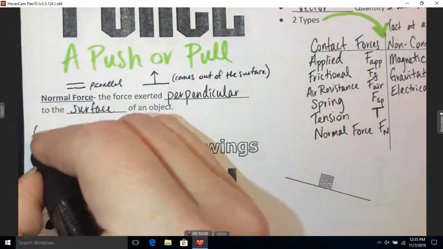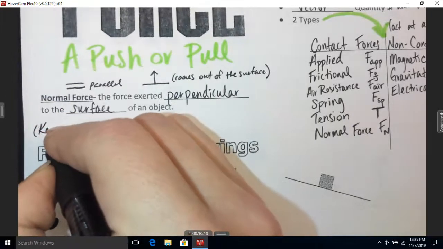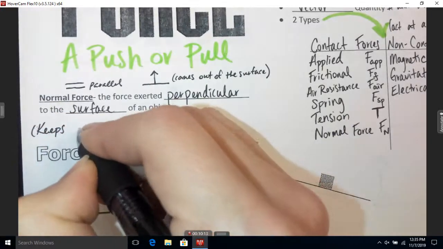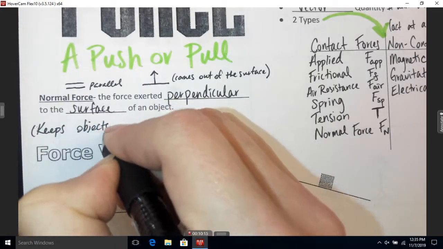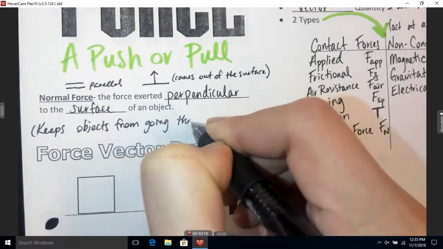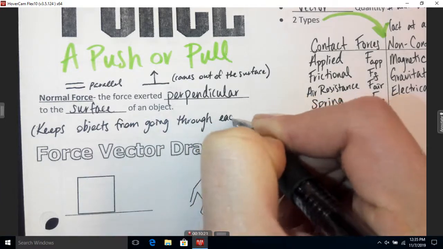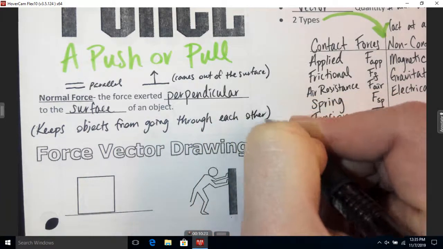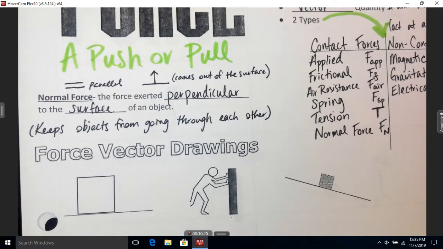Another way to say this, the normal force keeps objects from going through each other. Like, you're not going to go through the seat, are you? No.